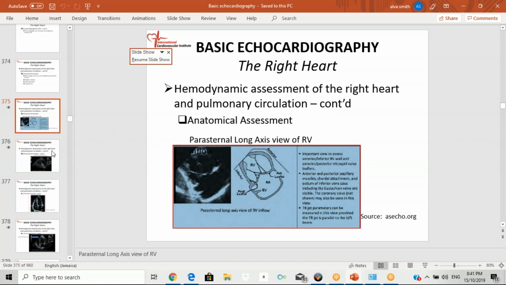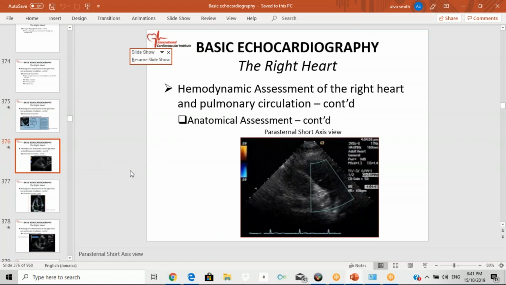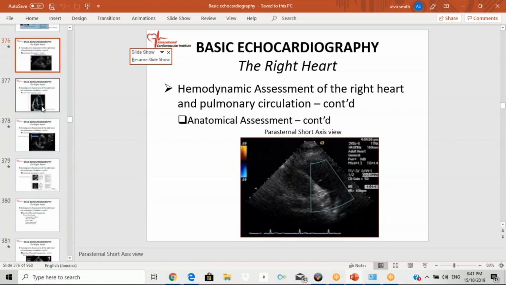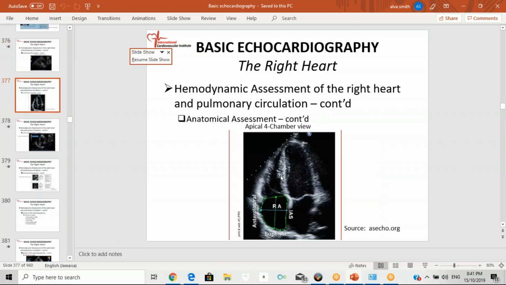So a very important view, and that view will also give you probably one of your TR velocity as well. We went over assessing the size of the right atrium. So we have the major and the minor dimension.